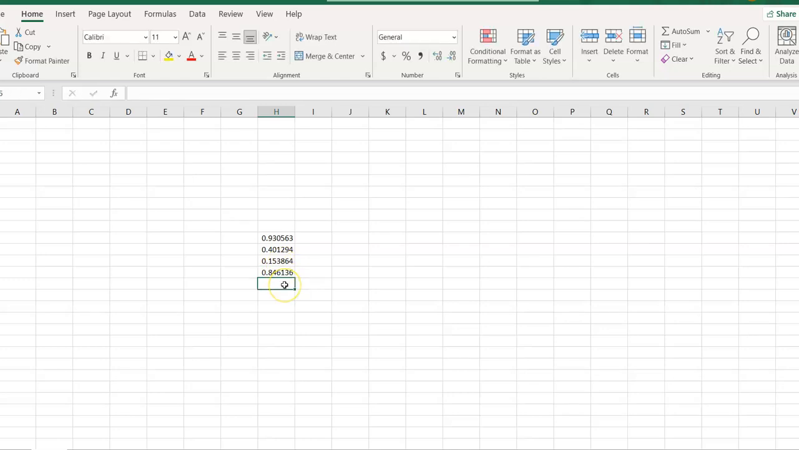Now remember again that we have to subtract that from 1 to get the probability of the greater than, and that is 0.846136. So this is the probability that z is greater than negative 1.02.